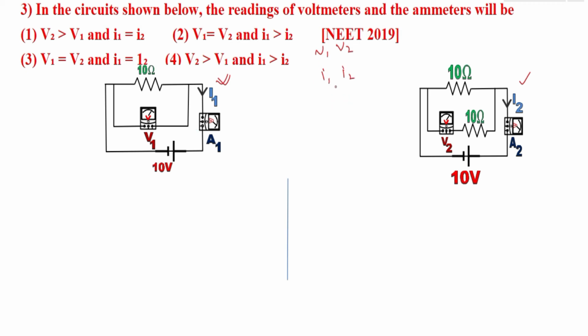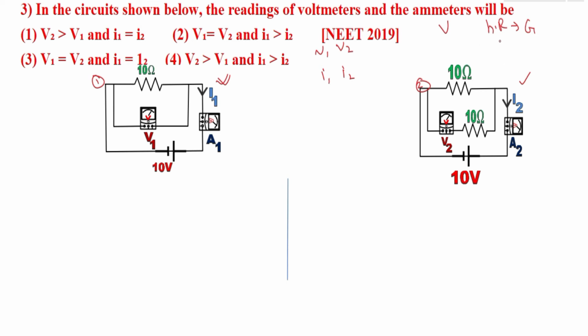So observe this. This is circuit 1. This is circuit 2. Before going to the solution, let me say two important points that are useful to solve this sum. Now how will you get a voltmeter? We'll get a voltmeter by connecting a high resistance in series with a galvanometer.